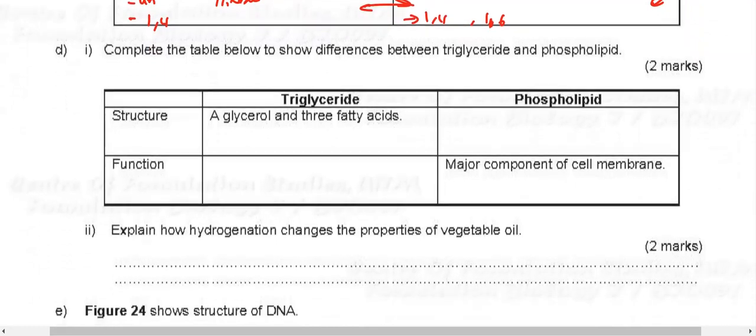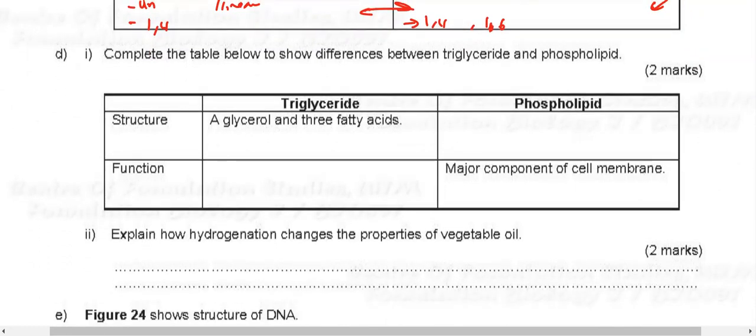Okay, D1, complete the table below to show the differences between triglyceride and phospholipid. Okay, in terms of structure. You have to give in terms of structure. It already gives you for triglyceride, which is a glycerol that has 3 fatty acids. For phospholipid, it has 1 glycerol, 2 fatty acids, and 1 phosphate group. Okay, so write your answer properly.